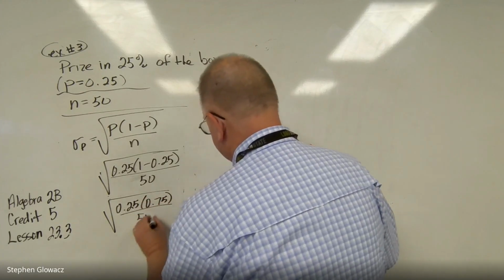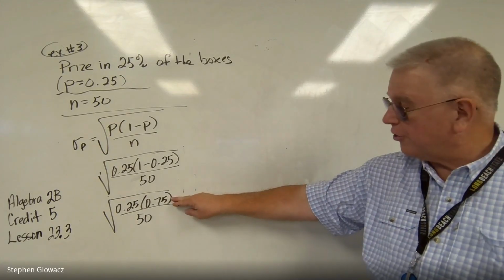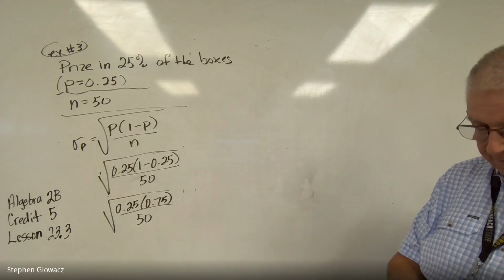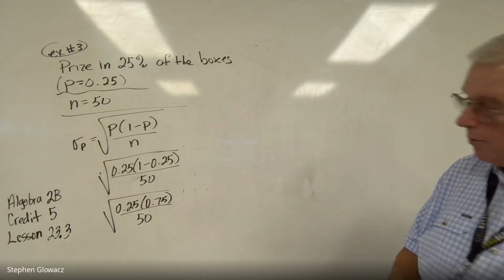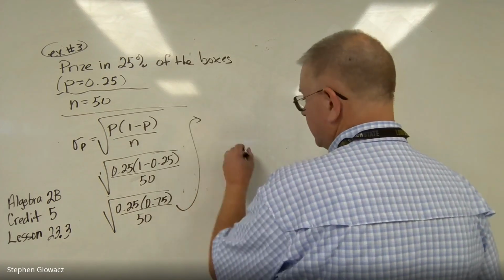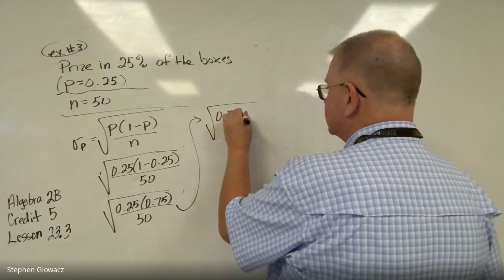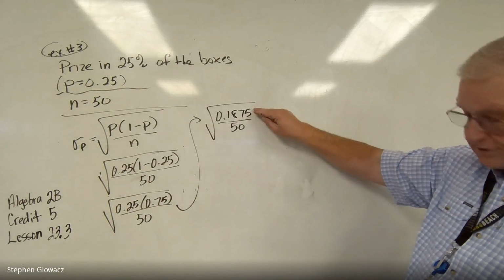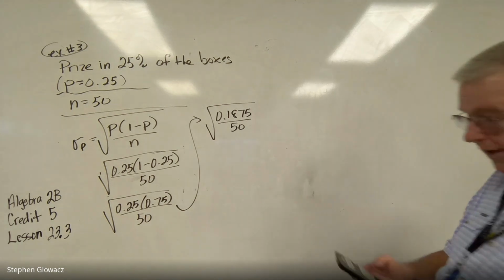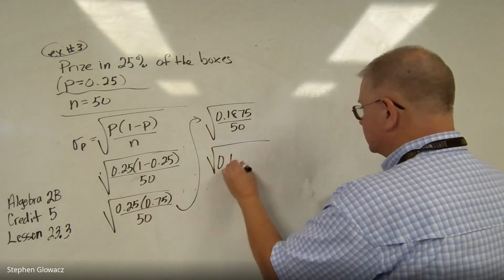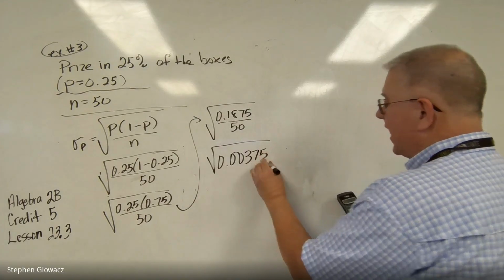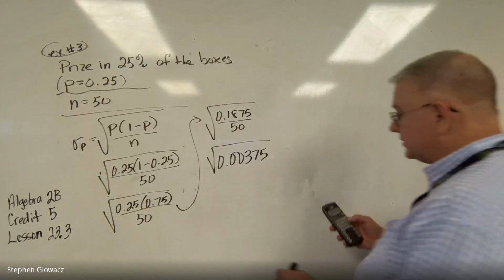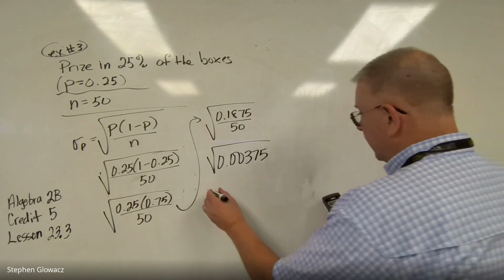and then over 50. And then multiplying our numerator to finish simplifying it, we get 0.25 times 0.75, and we get 0.1875. So we have 0.1875 over 50. The fraction bar means divide, so we're dividing 0.1875 by 50, and we get not as long of a decimal on this one, 0.00375. We're going to take the square root of that number, and we get 0.061237244, in case you're working the example.